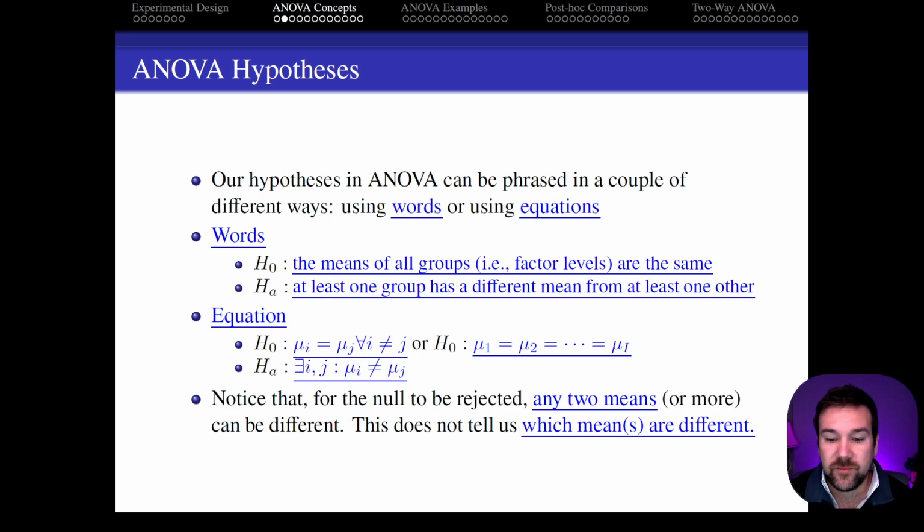Note that here, for the null to be rejected, any two means can be different. And again, this doesn't tell us which ones are different. I'd call this a limitation with ANOVA, but there are very standard practices to follow up with if ANOVA is significant. That is, if we determine to reject the null hypothesis, rejecting the belief that all means are the same in favor of the belief that at least one group is different, there are standard methods by which we can follow that up to determine which group is different. And we'll discuss those.